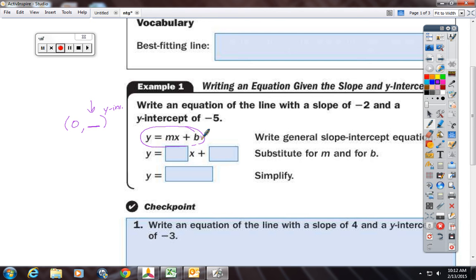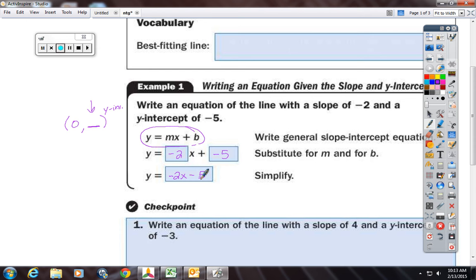So half of the problems from this lesson, it's going to say write an equation of the line with a slope of -2 and a y-intercept of -5. We're going to start out with the equation y equals mx plus b. All we have to do is replace m with the slope. And what does it tell us the slope is? -2. And then it tells us that the y-intercept is -5. So b is -5. And that's the answer. Now it's customary to write it like this. Y equals -2x, and instead of plus -5, just write -5.